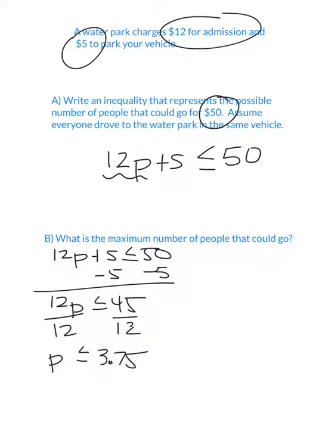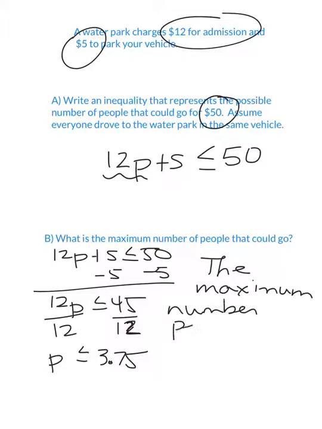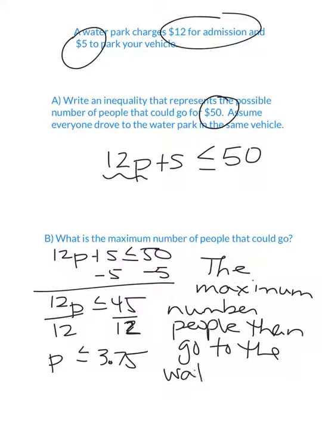Now again, because it's a word problem, we have to think about what they're asking. They want to know how many people can go. So I have less than or equal to 3.75. So I don't have quite enough money for 4 people to go, but I do have enough money for 3 people to go. So I can say the maximum number of people that can go to the water park is 3. So there's my final answer.